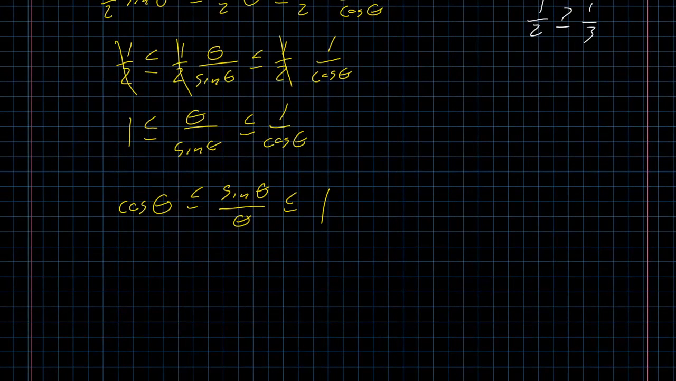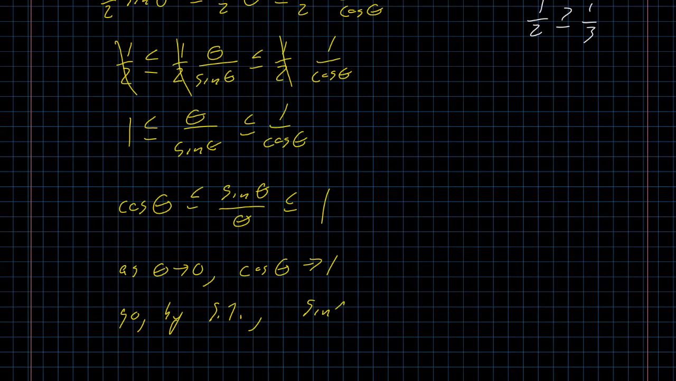And as theta goes to 0, we know that cosine of theta is going to go to 1. So we have here the squeeze theorem set up. Sine theta over theta, as theta goes to 0, has to be somewhere between 1 and 1. So by the squeeze theorem, it must be that sine theta over theta is also going to go to 1.